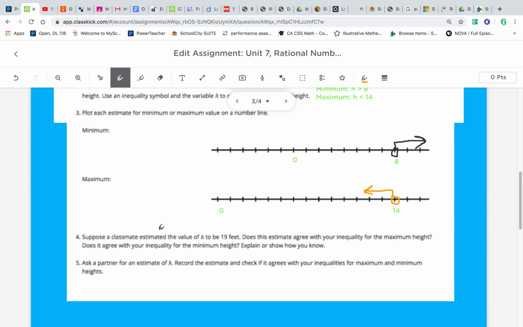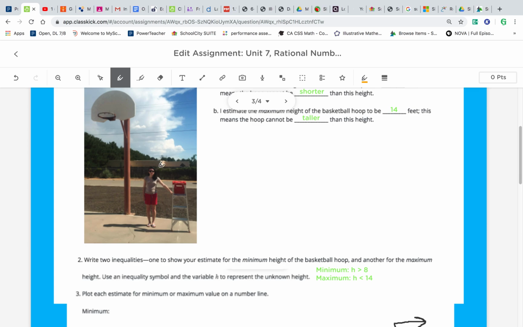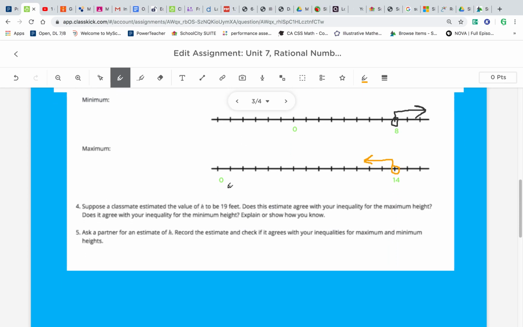All right, number 4, suppose a classmate estimated the value of h to be 19 feet. Does this estimate agree with your inequality for the maximum height? Well, we were thinking probably more than 8, but probably less than 14. So 19 is kind of a wild guess. That does not agree with our estimate. It doesn't seem to make much sense for it to be 19 feet. You can think about it right here. If she's about half of the height of this, then she'd have to be about 10 feet tall, because 19 is a little bit less than double. She's not 10 feet tall. So that would be a silly guess.